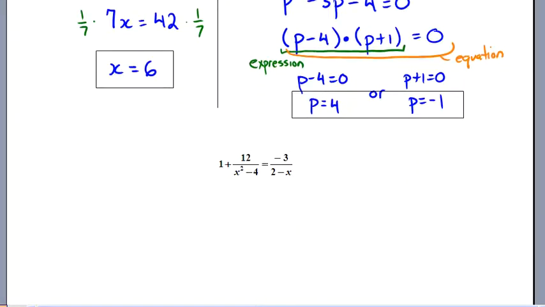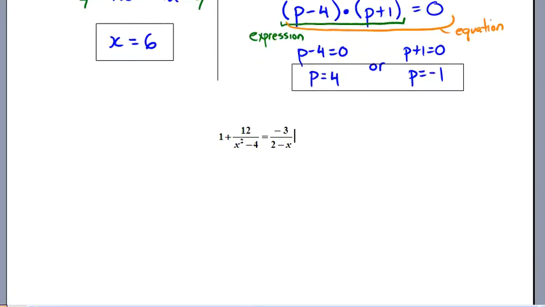All right, the next one. Let's try this one out. Again, some fractions, but that's no big deal. I'm going to change things around here a little bit. This 2 minus x kind of bothers me. If you think about it, a 2 minus x and an x minus 2, they're just off by a minus sign. So how about we rewrite this?